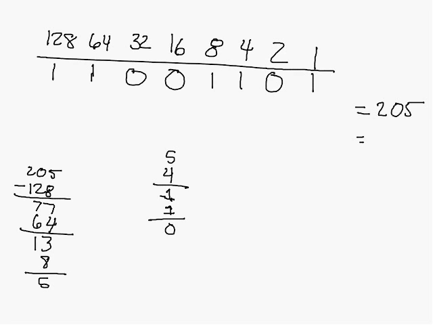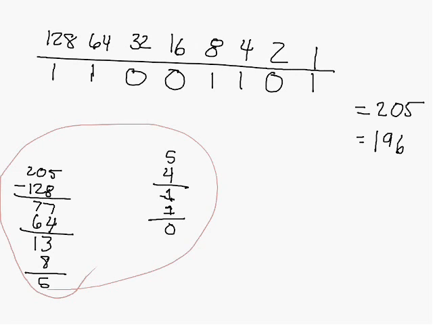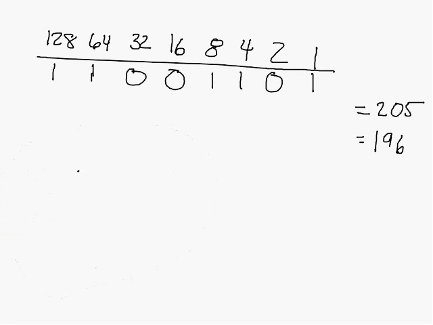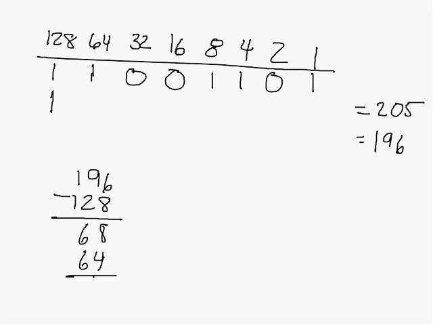Give you one more here. 196. 16 minus 8 is 8. 8 minus 2 is 6. So we can put a 1 out here. Will 64 fit? Yes. 32, no. 16, no. 8, no. 4, yep. And that will leave nothing left. So that is the equivalent of 196 in binary.